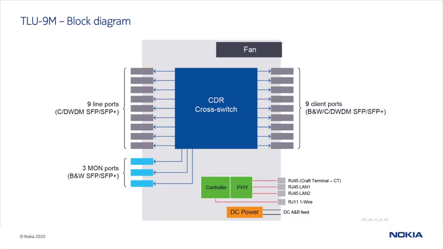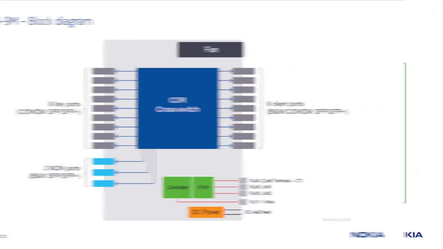So let's have a closer look at the TLU. This is the TLU block diagram. 9 traffic ports are available on the left, and the other 9 traffic ports are available on the right. Here is where the translation, the conversion, takes place. In a typical scenario, we will have 9 black and white signal flows entering this device and other 9 colored, either CWDM or DWDM signal flows leaving it, and vice versa, as it is bidirectional. Other important ports are those related to traffic monitoring.